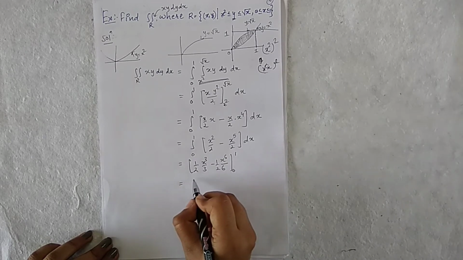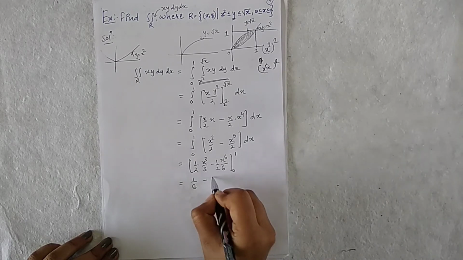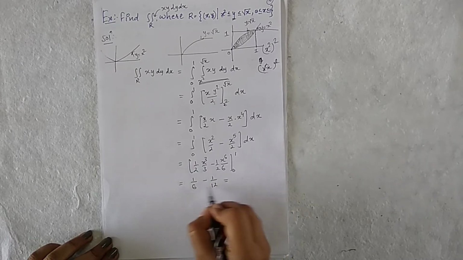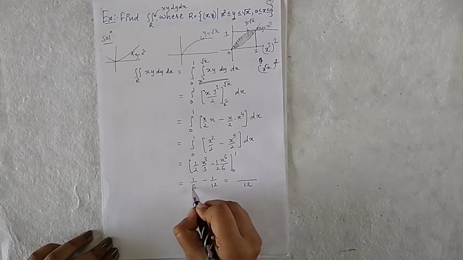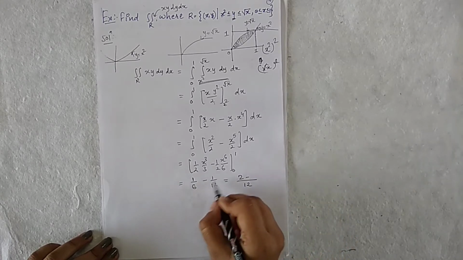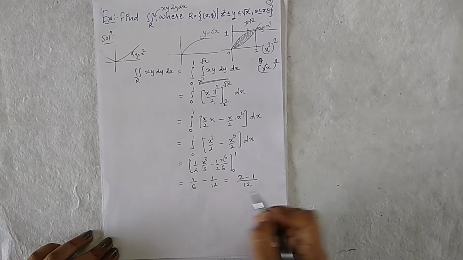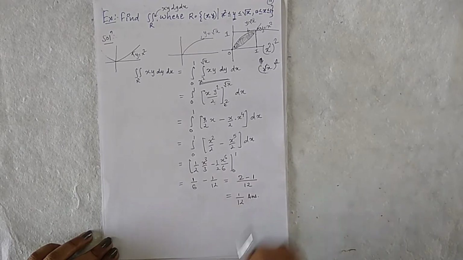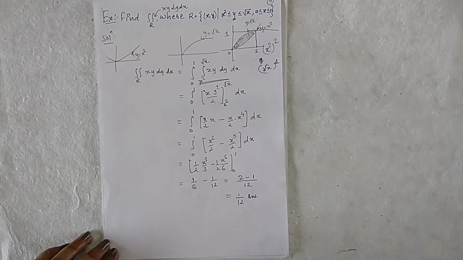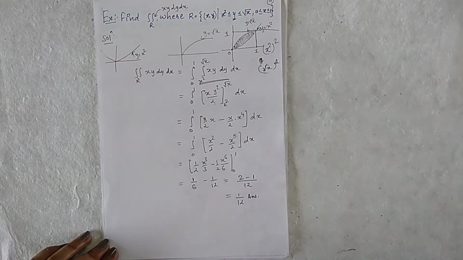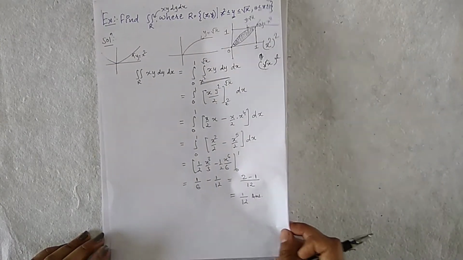So putting in the limit, the first is 1 by 6 and then 1 by 12. When you put 0, everything becomes 0. Take the LCM, which is 12: multiply 1 by 2, minus 1, so it is equal to 1 by 12. So our answer is 1 by 12, and the area of this region is 1 by 12. Okay. Next example.